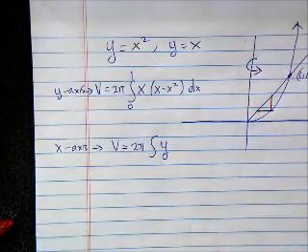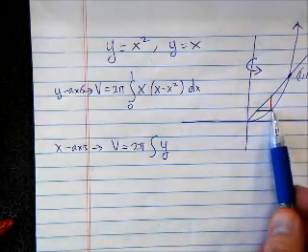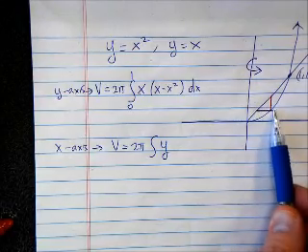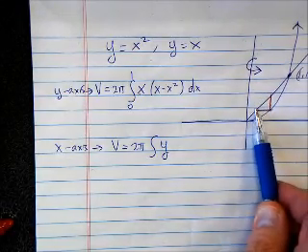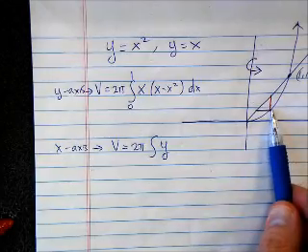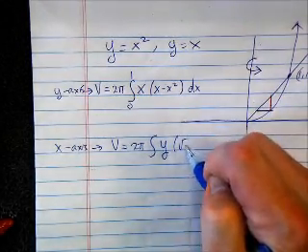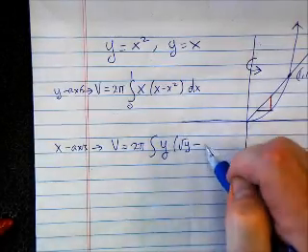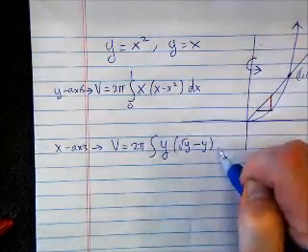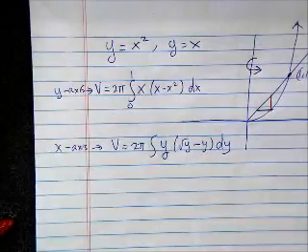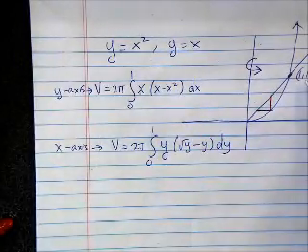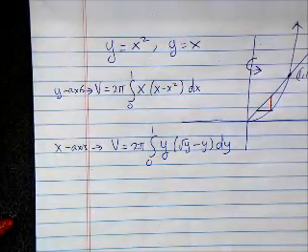And then I need to take the length of this little strip. So I need to go right minus left. So what's the equation on the right? Square root of y. Excellent. Square root of y minus y dy. And I would still go from 0 to 1 because they cross at the point (1, 1).